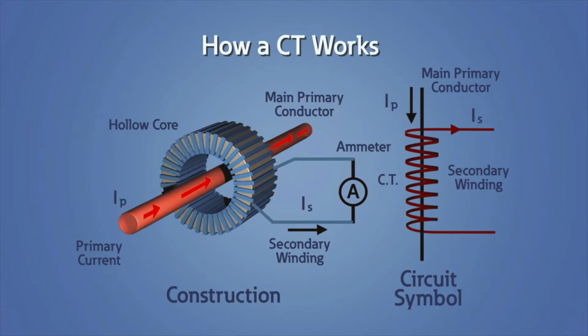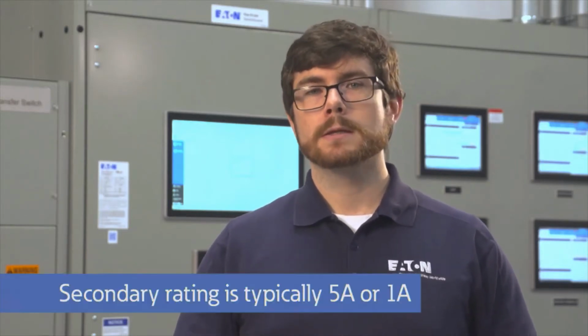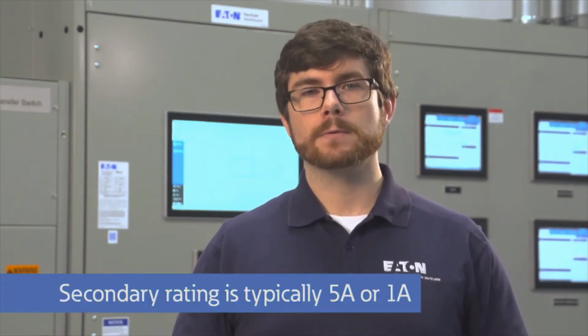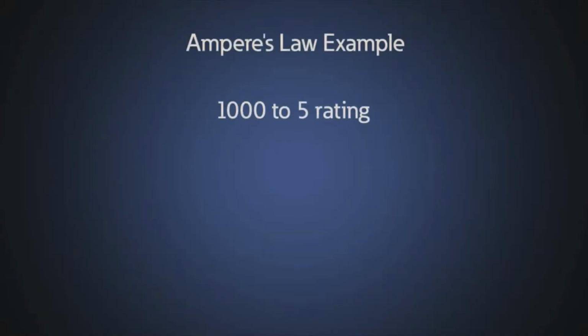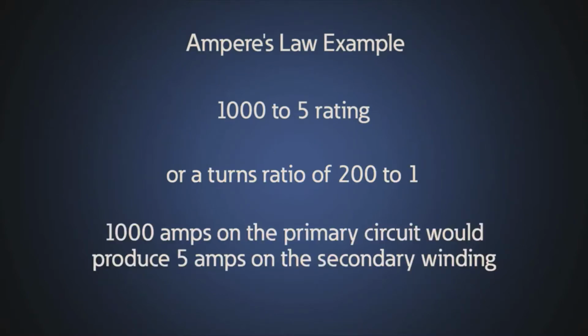The wire produces the magnetic field that drives the current on the secondary winding, which is used as the output of the CT. The current on the secondary winding is proportional to the current flowing through the center of the core. Typically, the secondary rating is 5 amps or 1 amp. For example, with a 1000 to 5 rating or a turns ratio of 200 to 1, when 1000 amps flows on the primary circuit, 5 amps would flow on the secondary winding.